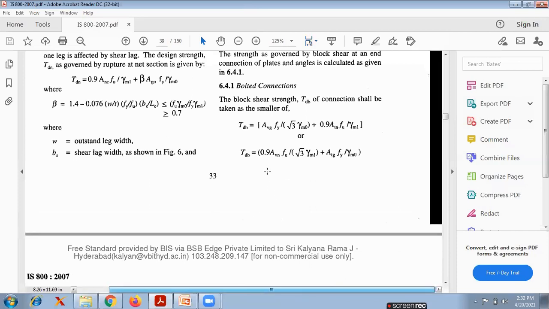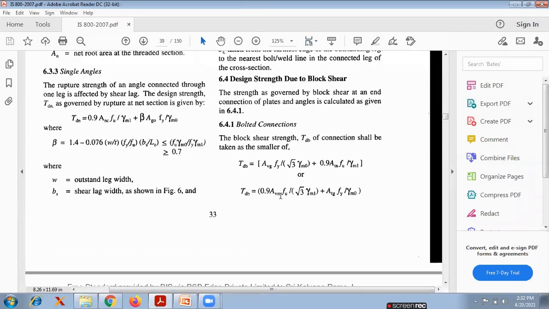I'm explaining again. AVG, AVN. That means G is gross, N is net. V is nothing but shear. We know already, most of the times in the strength of materials, you learn V equal to WL by 2 like that. Same like that, you see ATN, ATG. T is nothing but tension. N is nothing but net. G is nothing but gross.